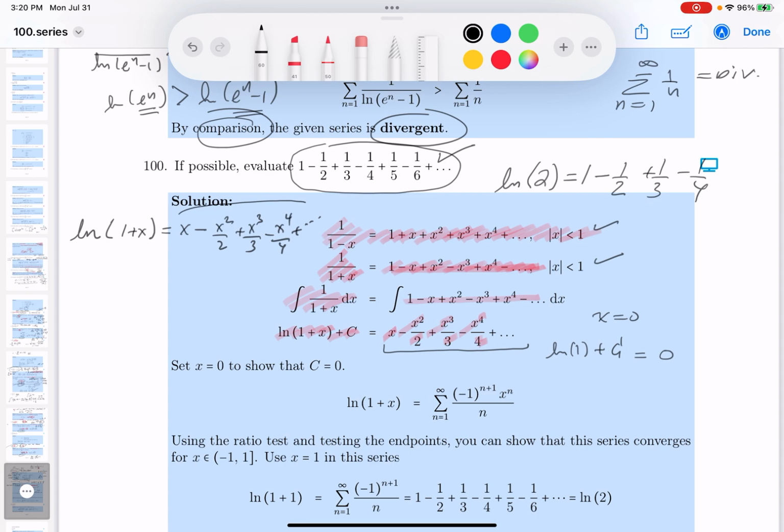So is it possible to evaluate this thing? It is possible to evaluate it. And what does it turn out to be? The natural log of 2. End of story. Thank you.